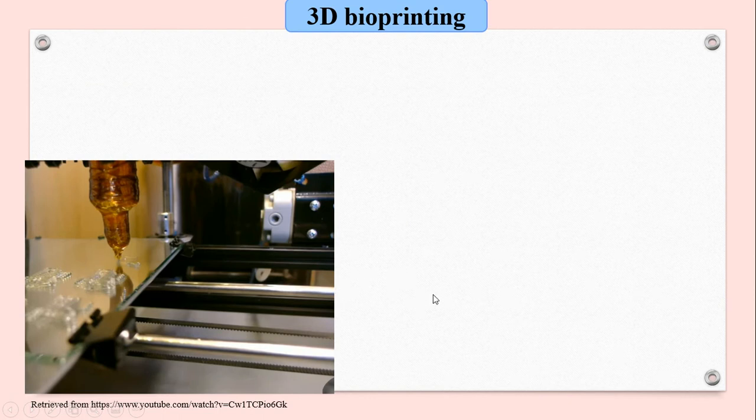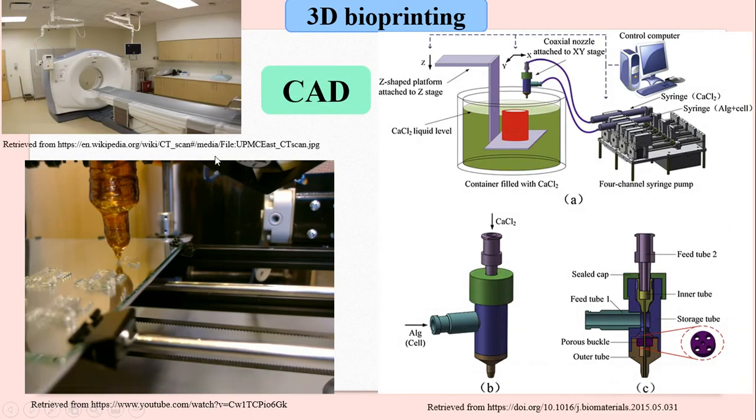Now we will talk about 3D bioprinting. Imaging techniques such as computed tomography, which we call CT scan, provide the hierarchical architecture of blood vessels. This CT scan image is then translated into a CAD image, which is a computer-aided design drawing, so that it can be read by a 3D bioprinter.